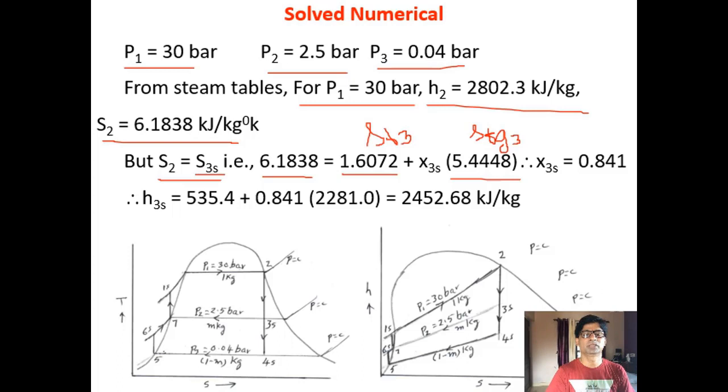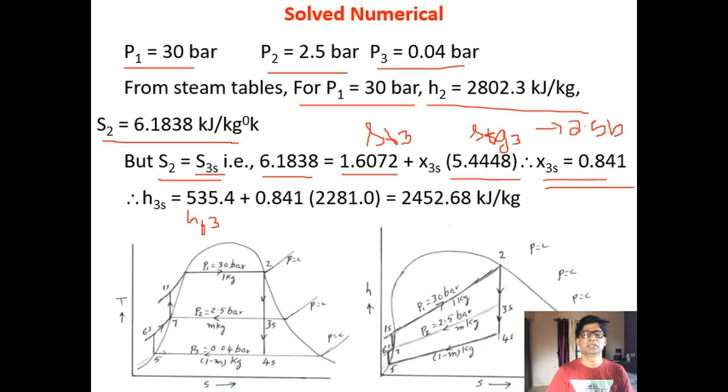So if you substitute and simplify, you will get X3s, that is the dryness fraction at the bleeding point, as 0.841. Once you find out X3s, you can find out H3s using this formula. So H3s is nothing but HF3, right? So this is again 2.5 bar. You see here also SF3 and SFG3, so they are corresponding to 2.5 bar. Note down, because 3s is on the 2.5 bar line. Very, very important.